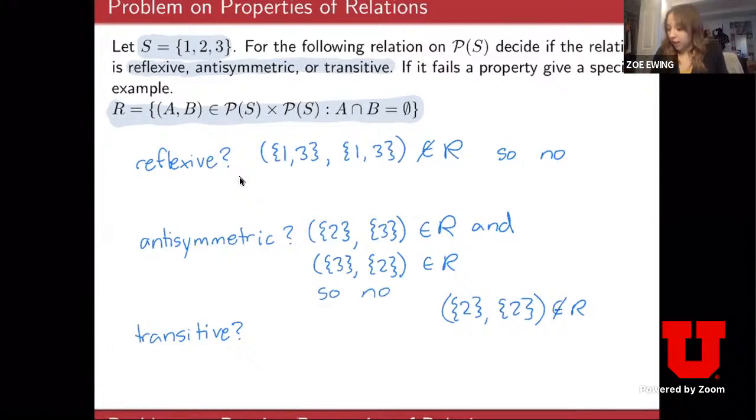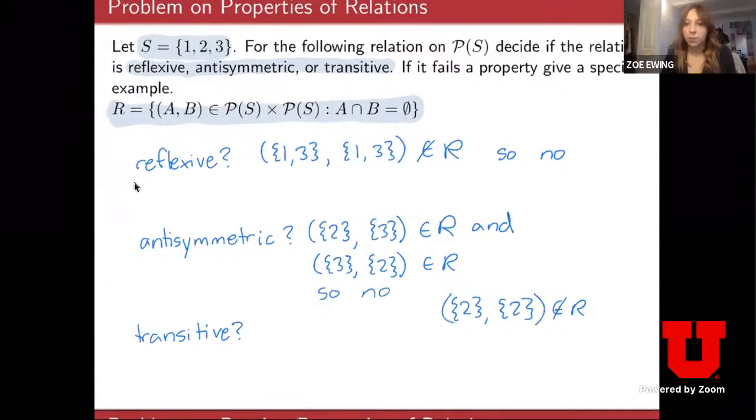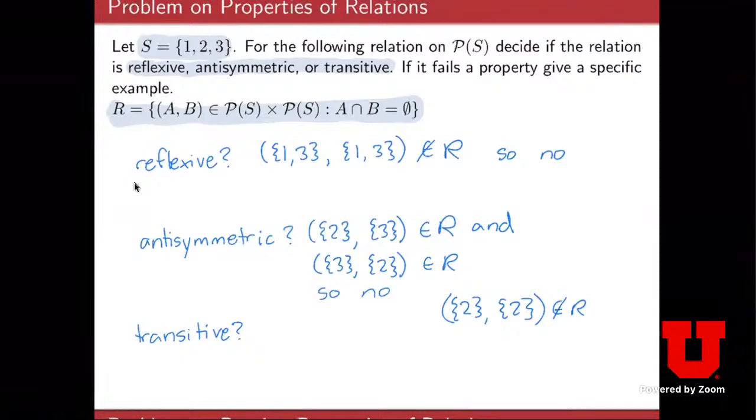All right, last one, transitive. Does anyone have an answer for that? I think it is transitive. Okay. Do you have an example or an explanation? I think that it is, because we can have, for example, 1, 2, and then we can also have 1, 3, and we also have 2, 3. Is it like?